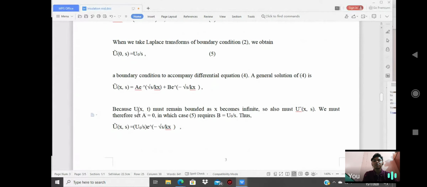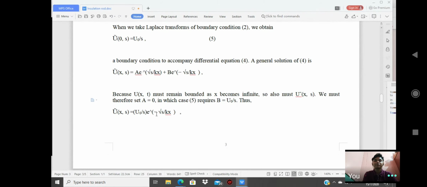Because the function u must remain bounded as x becomes infinite, so also must the transform in the bracket x comma s. We must therefore set a equal to 0, which means this function will be gone, in which case condition 5 requires b equal to U naught over s. Thus we will just substitute it and it will become like this.